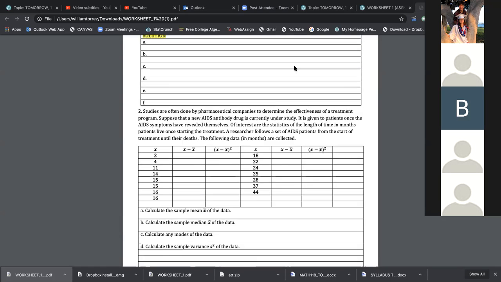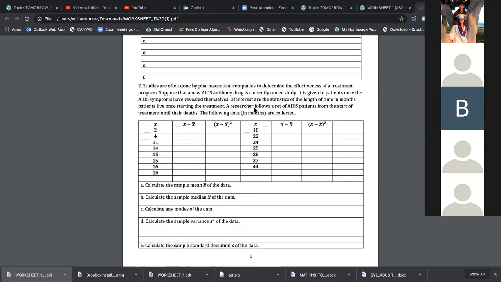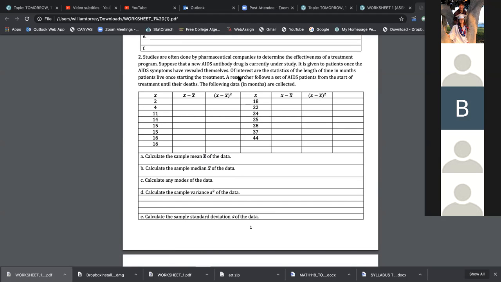Now, from number 1, we know that a statistic is based on a sample. The parameter is based on the population, right? So the population of AIDS patients, okay, has a certain mean length of time of survival, and of interest to the pharmaceutical company is, based on this treatment, can we lengthen the average time of survival for the patient?